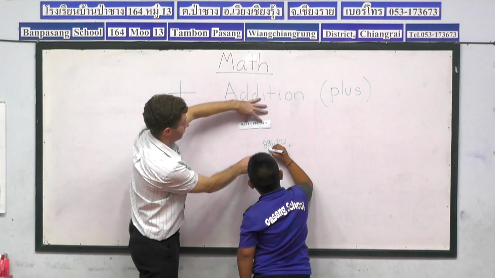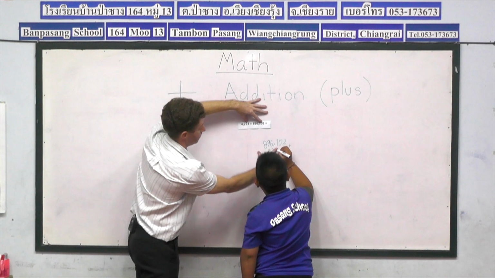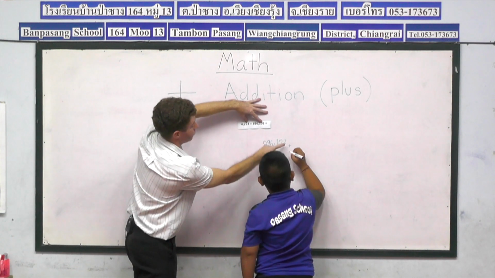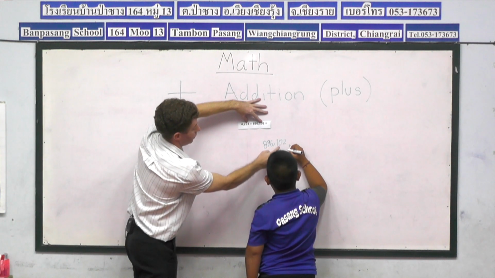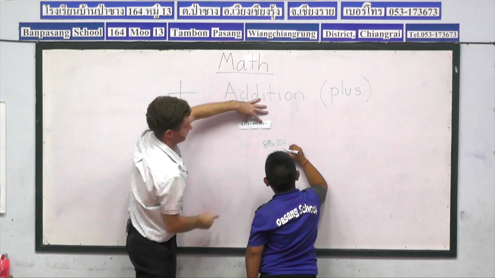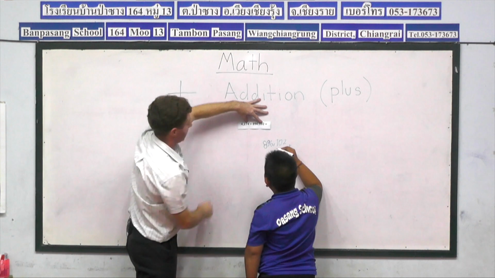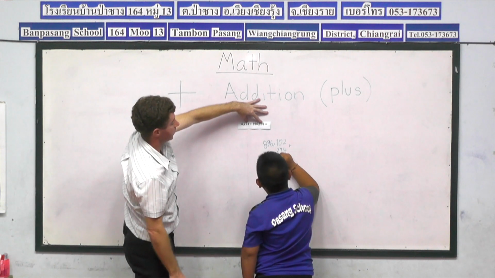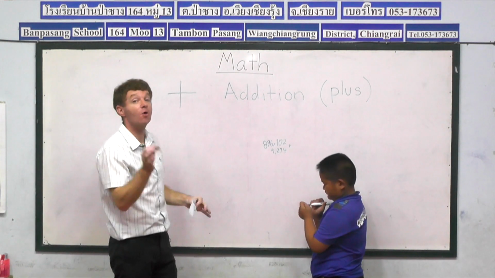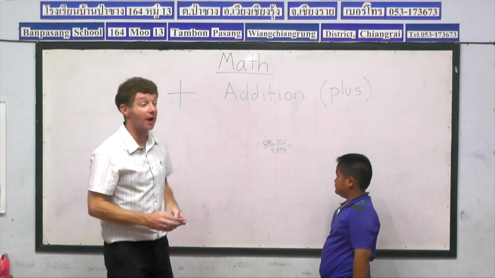Plus 4,000. So 4, yes, comma. So what we need to do, look at how many digits we have. So we're going 1, 2, 3, 4. So the 4 will come in this column here. Excellent, well done. And then comma. Ned, that's perfect. So now we've got our digits with the correct place value. Now we're ready to add together.